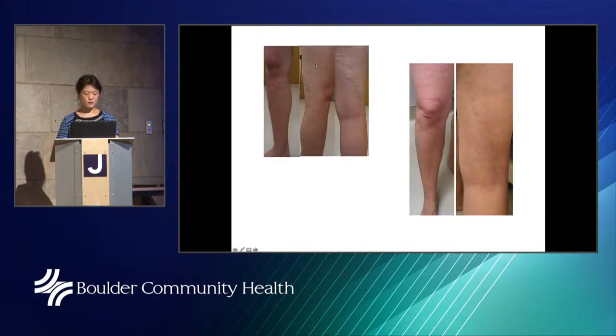So this is the front of that one patient, and this is the back of this patient that before the procedure had these ropey veins. And these veins all come from different sources that ultrasound will tell us what else to do.